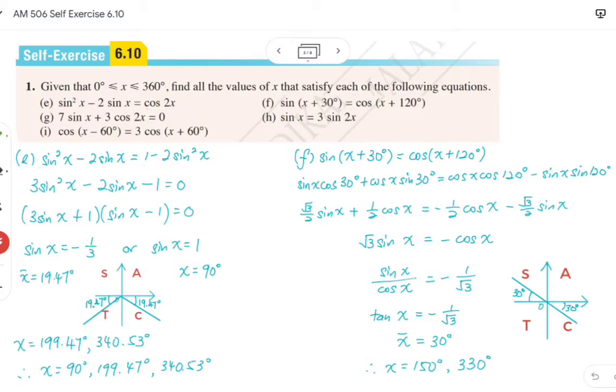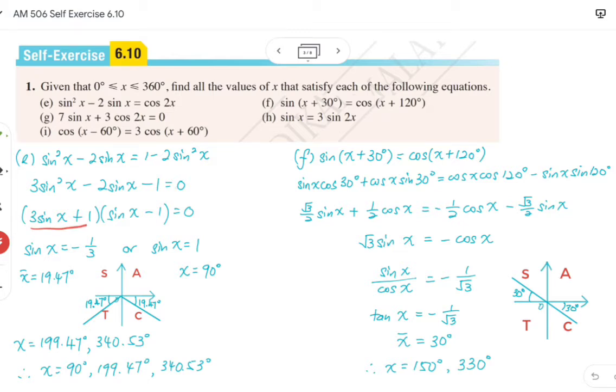So we change the cosine 2x into 1 minus 2 sine square x. So everything on the left just write back. We have sine square x minus 2 sine x equals to 1 minus 2 sine square x, which is changed from cosine 2x. And then rearrange the equation. We will get this quadratic equation. Rearrange it, we get 3 sine square x minus 2 sine x minus 1 equals to 0.